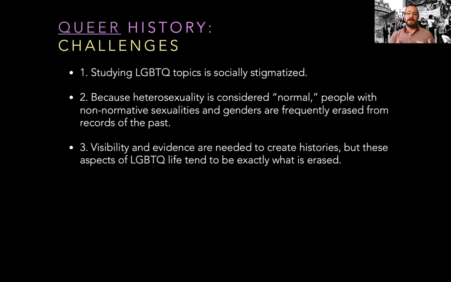And then these issues of visibility and evidence, which are needed to create histories, are often exactly what is erased from specifically queer lives, right? So whether it's queer people themselves burning diaries or love letters, or having relationships that were not formalized through any kind of legal process, those things don't get recorded and therefore fall out of history. Queer people do this ourselves, and then other people also do it to us.